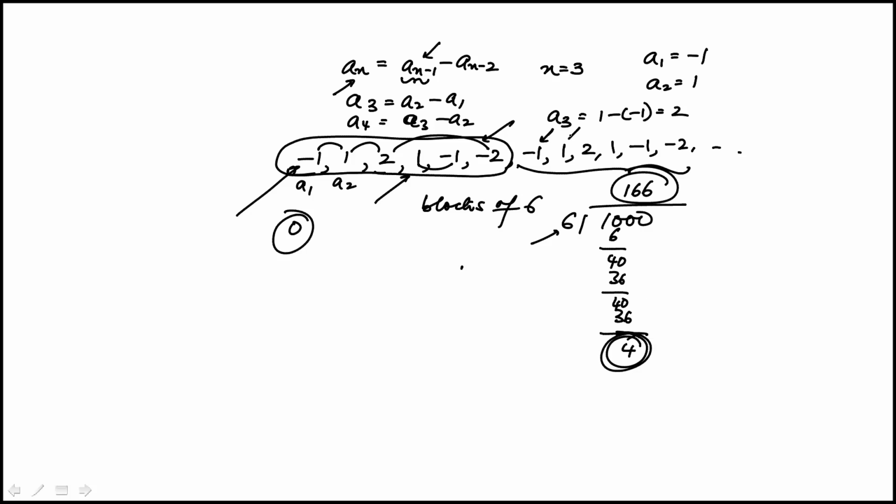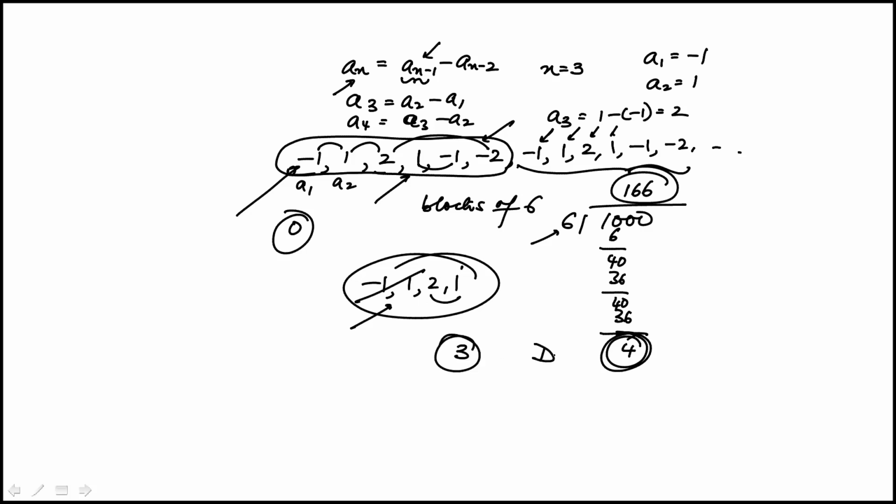That means 1, 2, 3, 4 will be these first 4 terms. And the sum of all 1,000 terms would be the same as the sum of these 4 terms. That's 0. 2 plus 1 is 3. Answer is D.